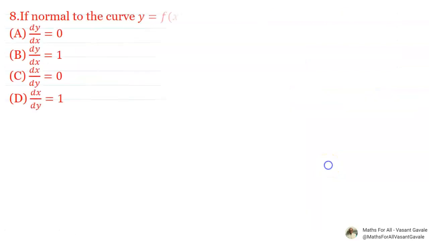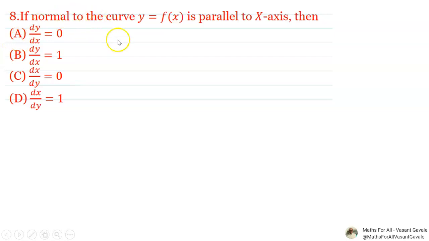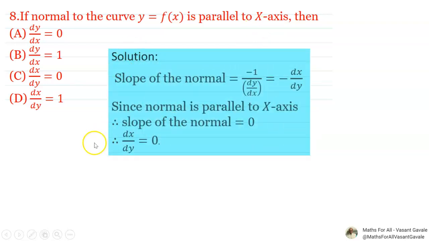Next example. If the normal to the curve y is equals to f of x is parallel to the x-axis, then, okay, now the solution. Slope of the normal is equals to minus 1 upon dy by dx, and that is nothing but minus dx upon dy. Since the normal is parallel to the x-axis, it means that its slope is 0. Therefore, the slope of the normal is equals to 0 and hence the value of dx upon dy is equals to 0 and hence option C is correct here.